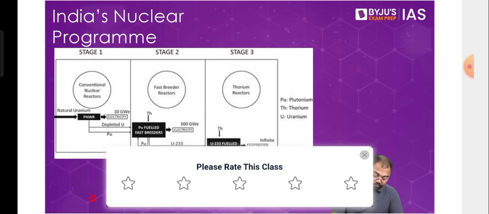So what we basically see is that first and foremost we will be using the conventional nuclear reactors, which are the pressurized heavy water reactors in the first stage, where we are using natural uranium.